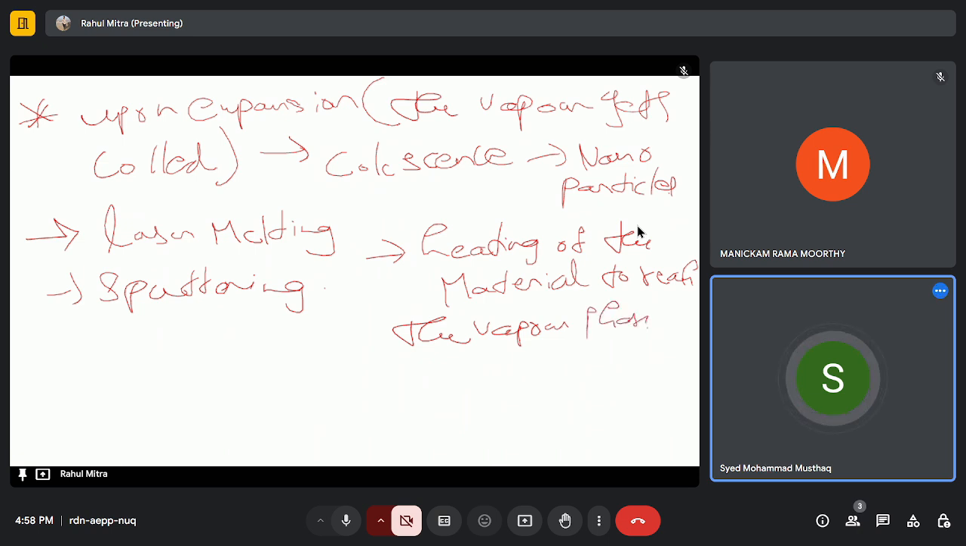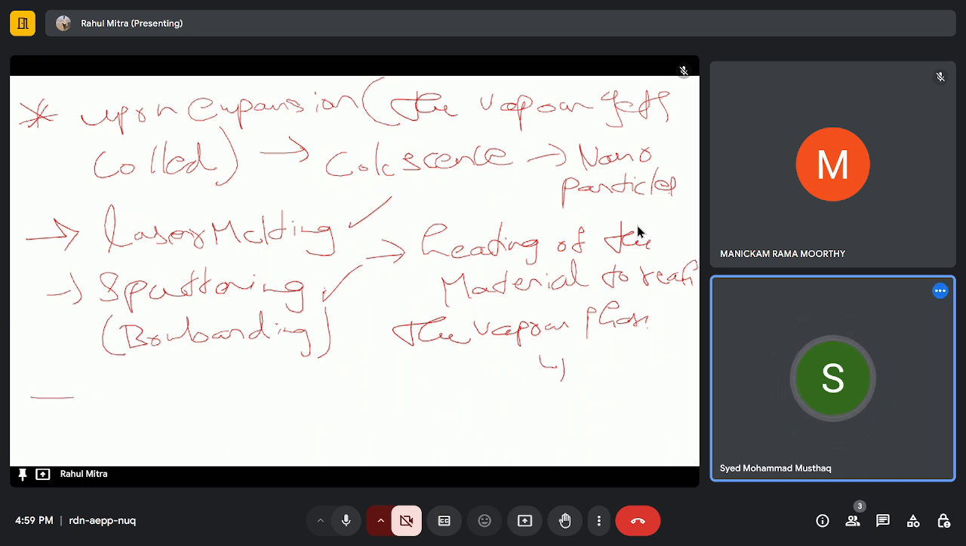So these are the things. We can use different types of heating systems. When we have a laser melting or laser cladding, you can call it as. Then you have sputtering, where we sputter the surface, which is nothing but bombarding the surface with ions to eject the atoms from the surface. The conventional one, which we have represented here, is the heating of the material.